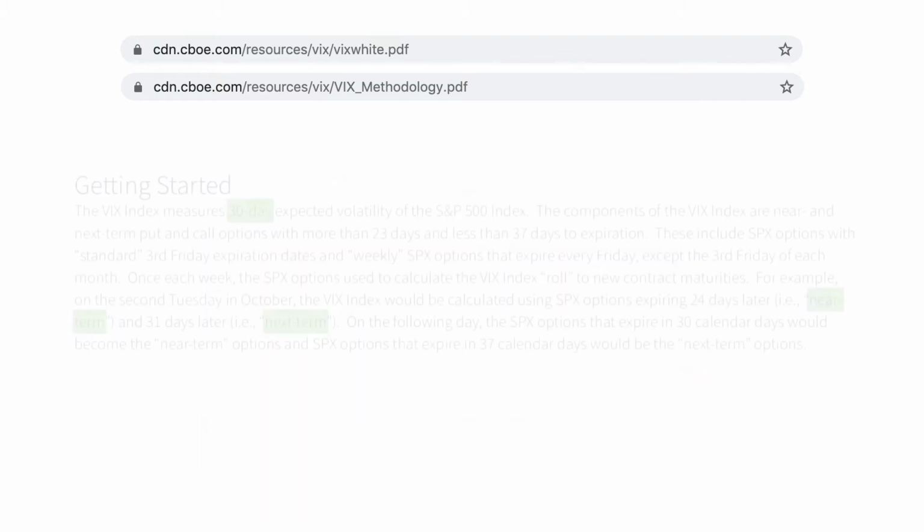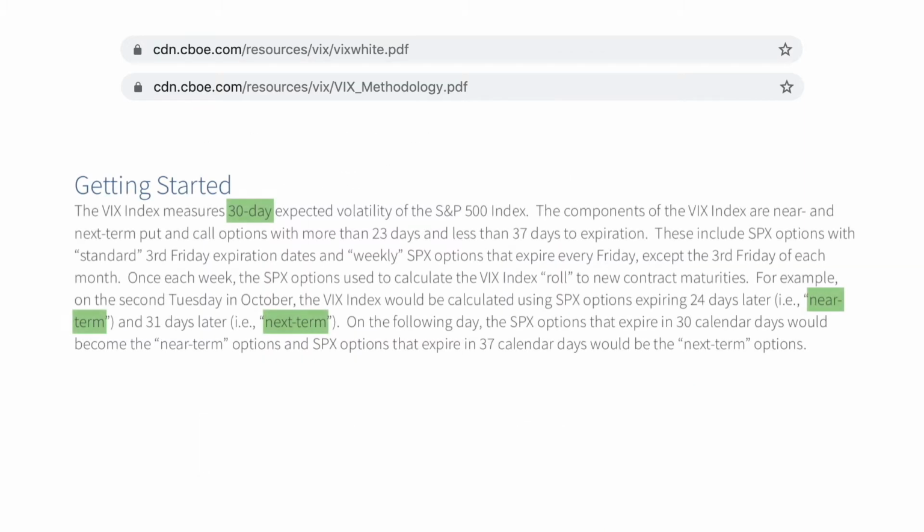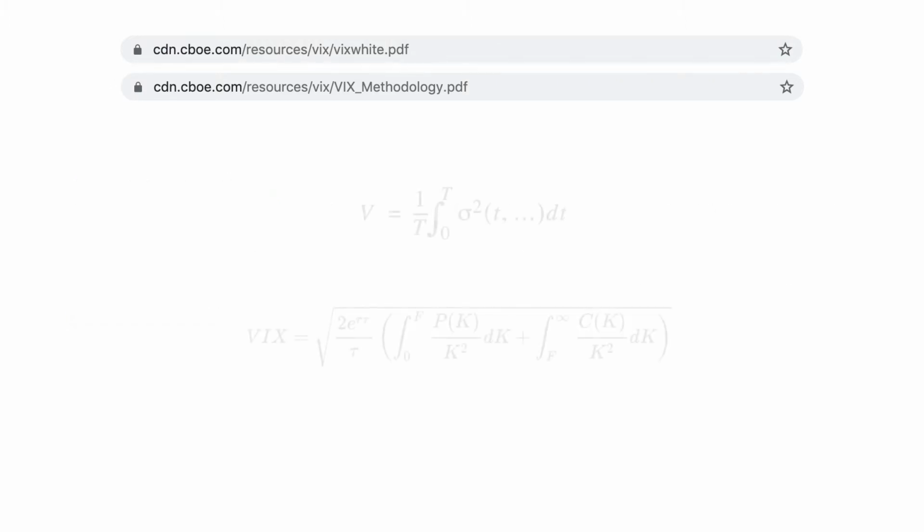Another point to note is that VIX aims to track 1-month or 30-day implied volatility, but the SPX options are sparsely distributed in time to expiry. So in practice, what the VIX does is take the near and next term options with more than 23 days and less than 37 days to expiry and apply a weighted average.